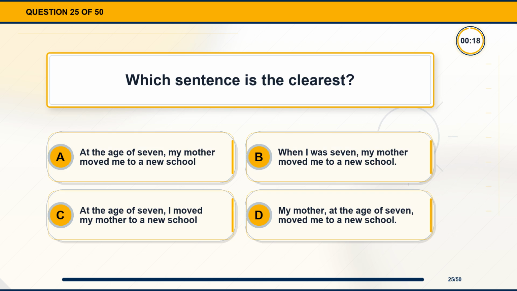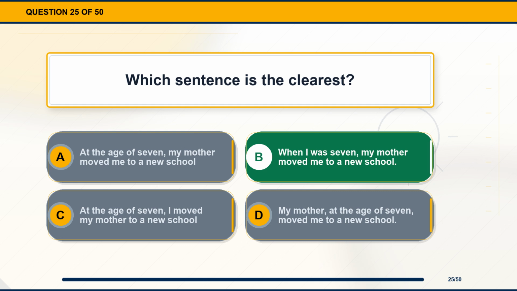Question 25. Which sentence is the clearest? Option A, at the age of 7, my mother moved me to a new school. Option B, when I was 7, my mother moved me to a new school. Option C, at the age of 7, I moved my mother to a new school. Option D, my mother, at the age of 7, moved me to a new school.